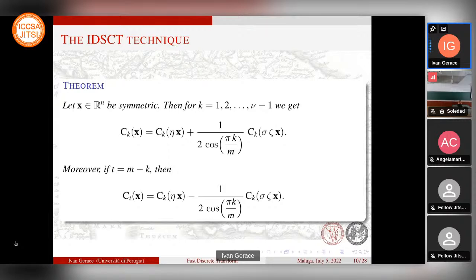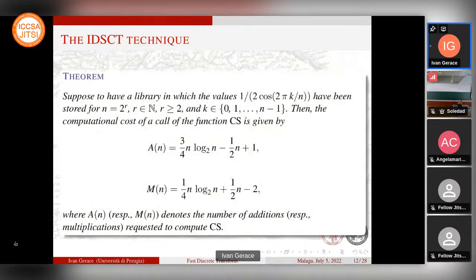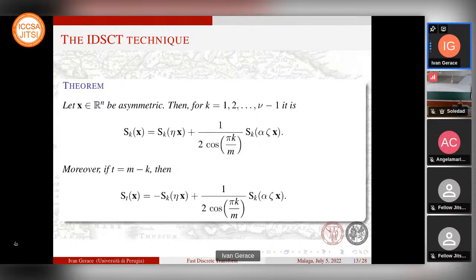So we propose, by using this formula, to compute our function by this function CS, which is a recursive function that uses the formula that I showed before. And we proved that if we consider the values 1 over 2 cosine of 2 pi k over n as values stored in a library, the function CN has this computational cost in terms of addition and in terms of multiplication.